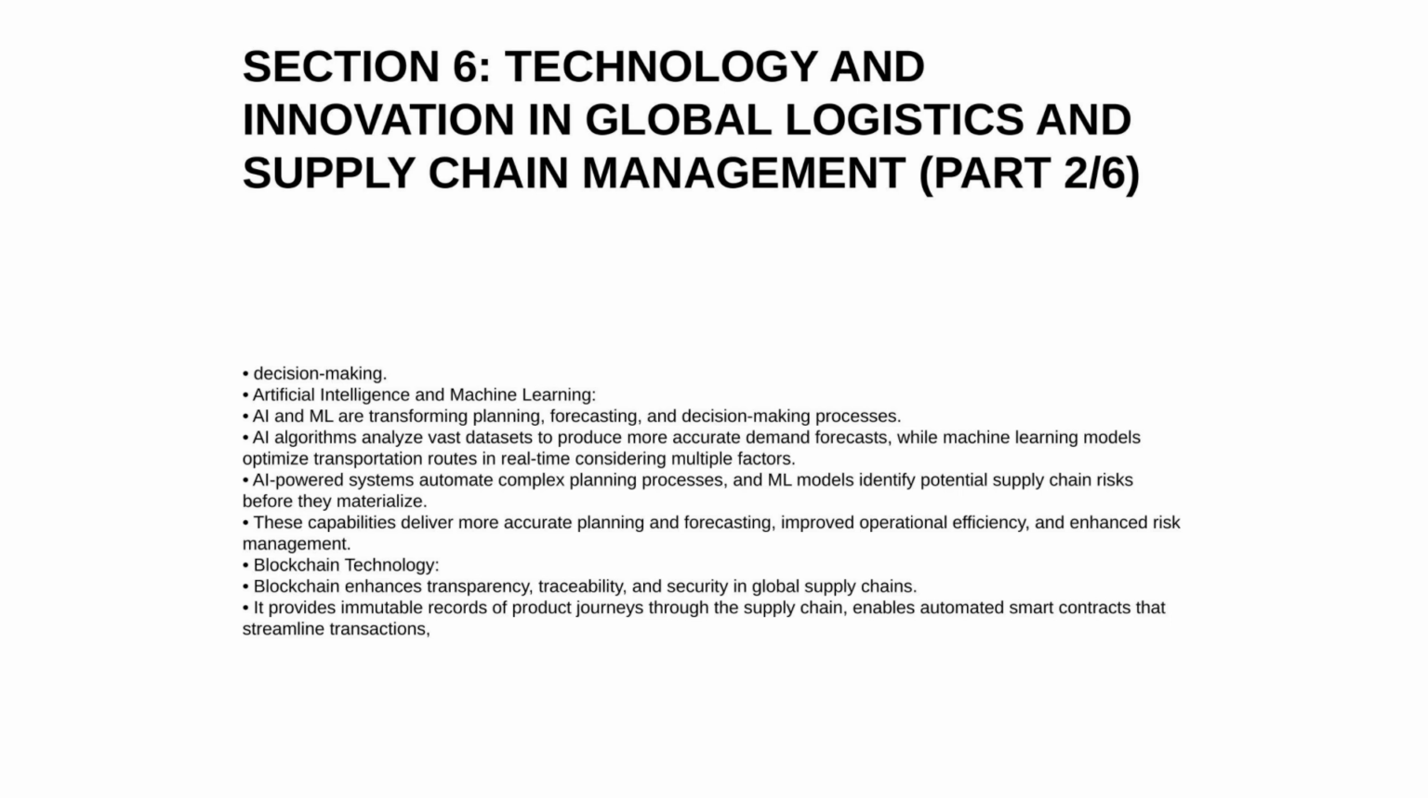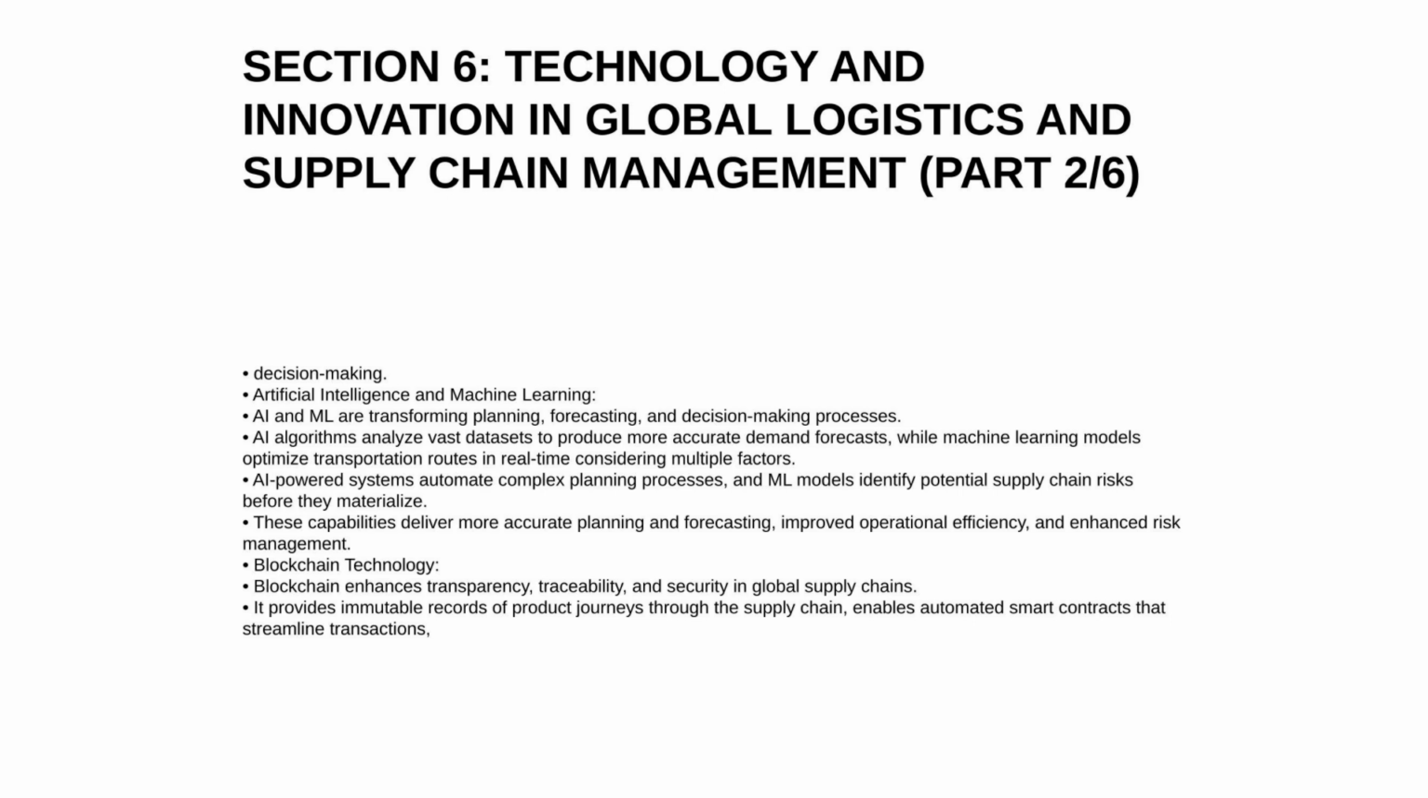Artificial intelligence and machine learning, AI and ML, are transforming planning, forecasting, and decision-making processes. AI algorithms analyze vast datasets to produce more accurate demand forecasts, while machine learning models optimize transportation routes in real time, considering multiple factors. AI-powered systems automate complex planning processes, and ML models identify potential supply chain risks before they materialize. These capabilities deliver more accurate planning and forecasting, improved operational efficiency, and enhanced risk management.